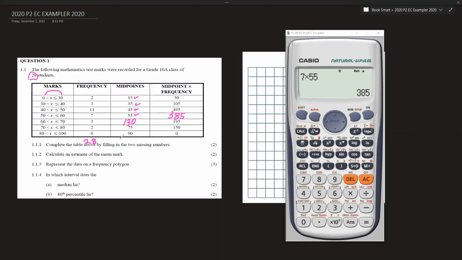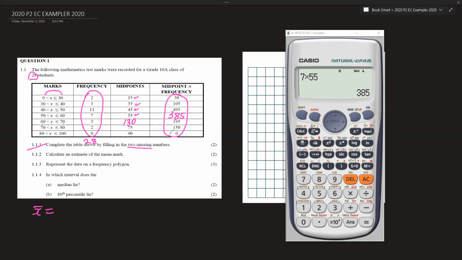Okay, now we explained everything. We can now go to the questions. Perfect. So they say we need to complete the table by filling in the 2 missing numbers. We did already. Calculate an estimate of the mean of the marks. Okay. So this is how we calculate the estimate mean. It is represented with x̄. You're going to get the sum of this, and then you divide by the sum of that. That is your estimate mean.